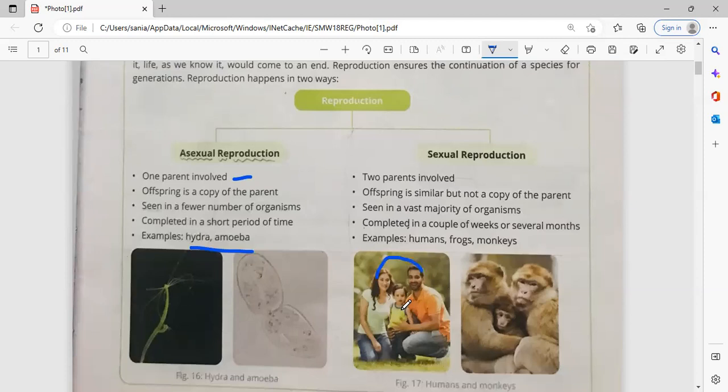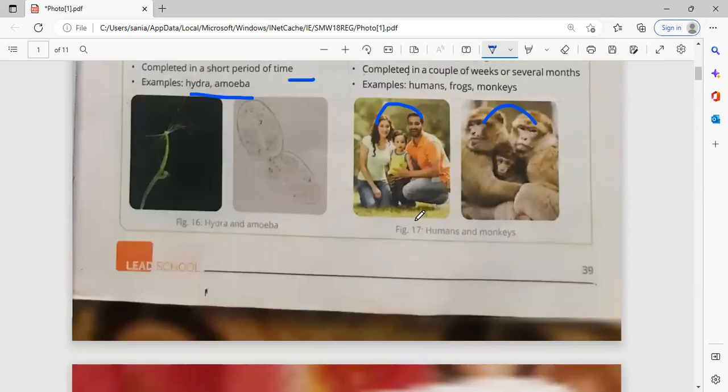Of course, he is also a human being. Coming to these, the parents are a mother monkey and a father monkey, and the baby. It also looks like a monkey, but they are not exactly the same. They are not copies. Sexual reproduction is completed in a couple of weeks or several months, whereas asexual reproduction takes a very short period. Here it takes weeks or months to produce a baby. Examples are humans, frogs, monkeys. They are examples of sexual reproduction.